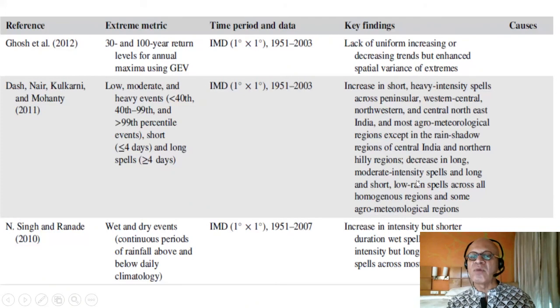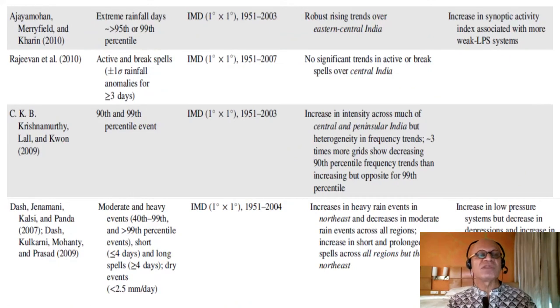Decrease in long moderate intensity spells and long and short low rain spells across all homogeneous regions and some agrometeorological regions. So you can just see how many properties can be looked at and how findings are reporting them as well. Increase in intensity but shorter duration wet spells, which is consistent with what we already said, and weakening intensity but longer duration of dry spells across most Indian subregions. So this is completely consistent with the Dipti Singh et al. paper from 2014. Continuing some more.